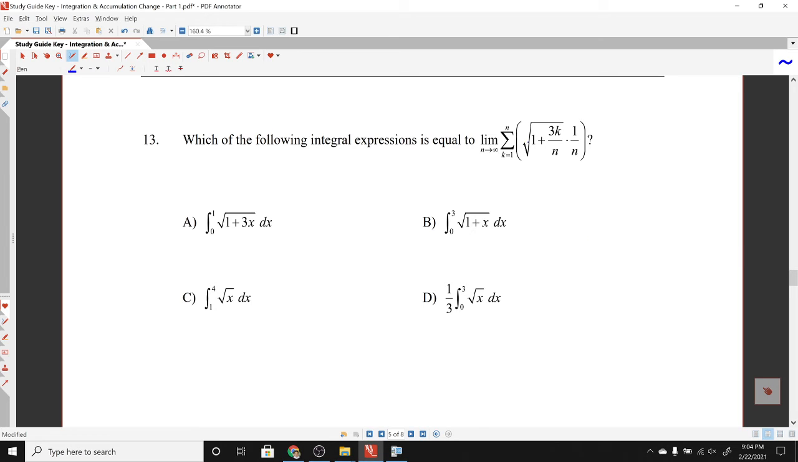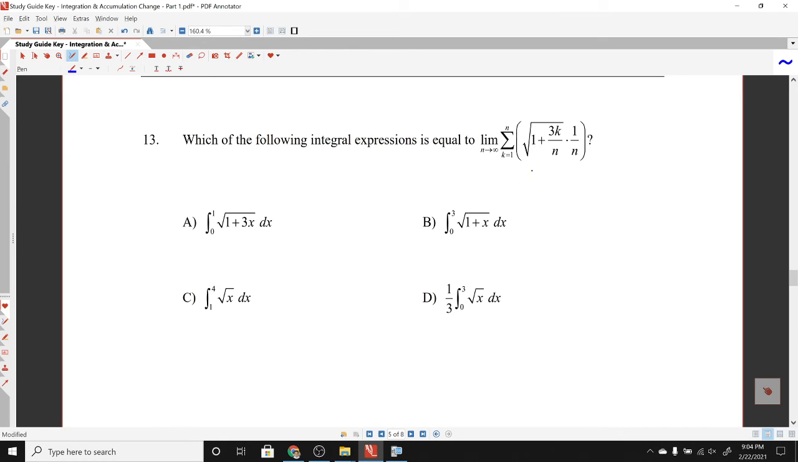Which of the following integral expressions is equal to the limit as n goes to infinity of the sum from k equals 1 to n of the square root of 1 plus 3k over n times 1 over n? So this one here was a little tricky. First time I did it, I came up with an answer that wasn't even up here, which is fine, but not when it's a multiple choice question.